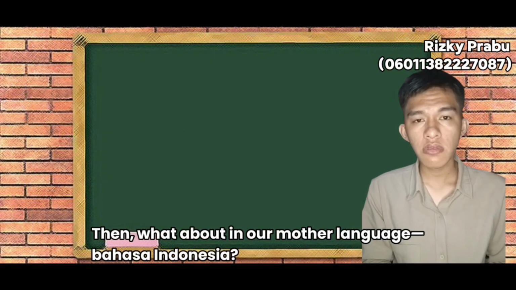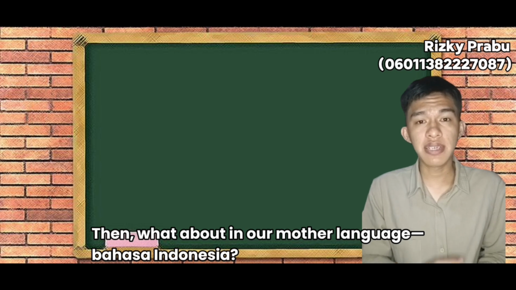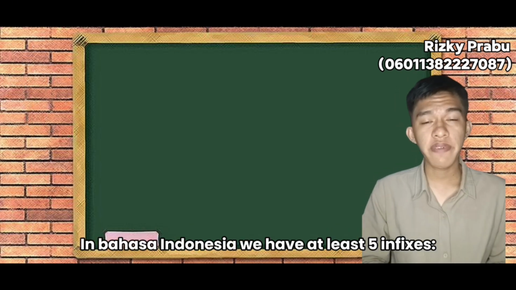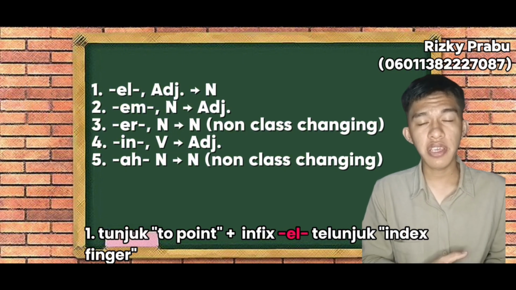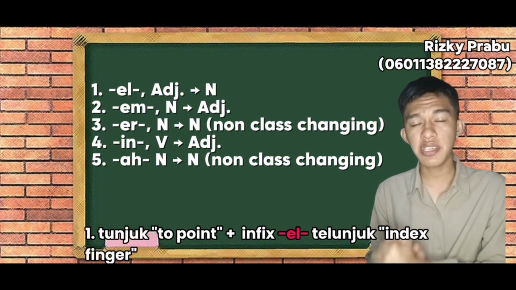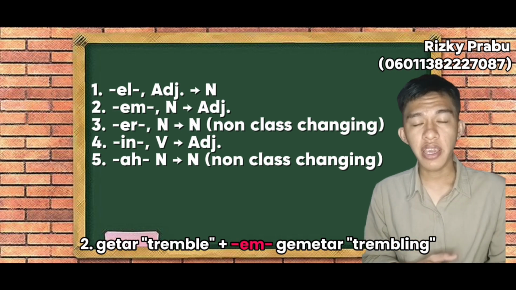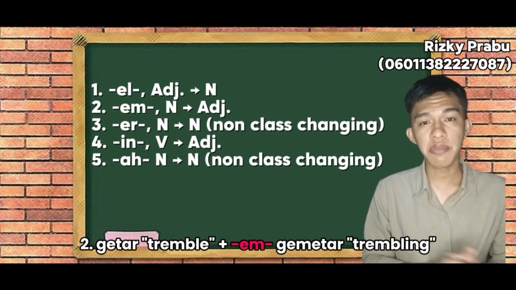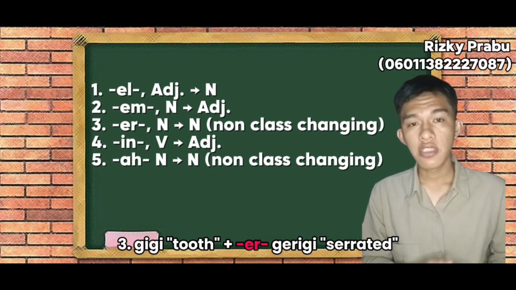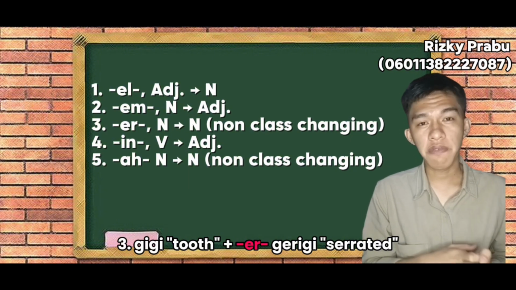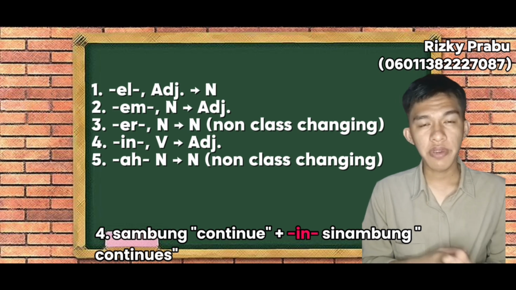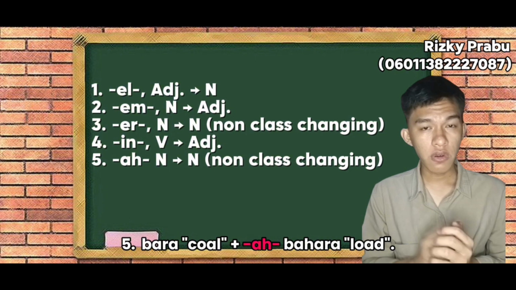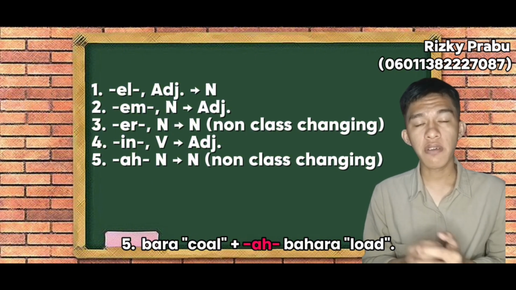Then, what about in our mother language, Bahasa Indonesia? Well, in Bahasa Indonesia, we have at least 5 infixes. First one is tunjuk, meaning to point, added with the infix L, then we have telunjuk, meaning index finger. Getar, tremble, added with the infix M, then we have gemetar, meaning trembling. Gigi, tooth, added with the infix R, then we have gerigi, meaning serrated. Sambung, continue, added with the infix in, then we have sinambung, meaning continuous. Bara, coal, added with the infix a, then we have bahara, which means load.